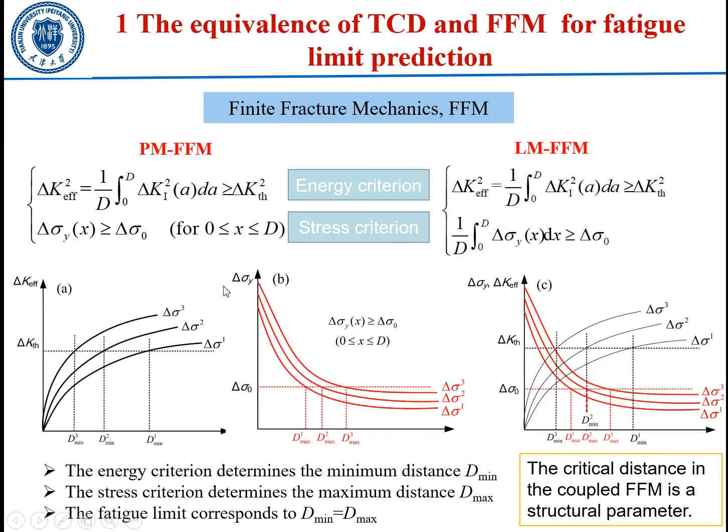Fatigue failure is assumed to occur when the maximum distance determined by the stress criterion is larger than the minimum distance determined by the energy criterion. The fatigue limit corresponds to the condition when the minimum distance is equal to the maximum distance. Different from TCD, the critical distance in the coupled FFM is a structural parameter. It takes both the geometry and material properties into consideration.